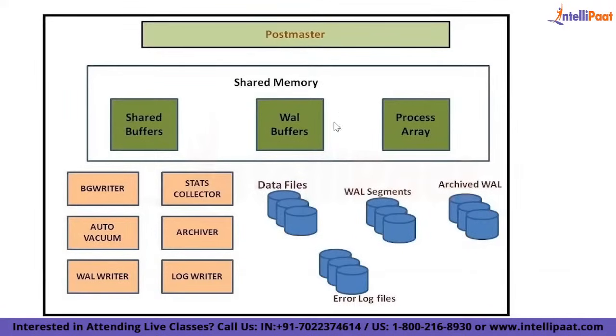The next phase is the memory. We have three main types of memory components in Postgres: shared buffers, WAL buffers, and the process array. Shared buffers is the memory where whatever data is requested is copied. The main storage of all your data is in the database files. Whenever you request data, it is copied from the data files to the shared buffers.